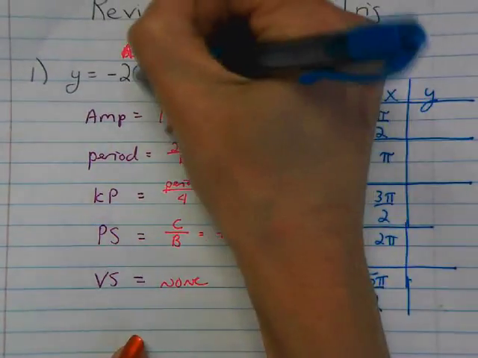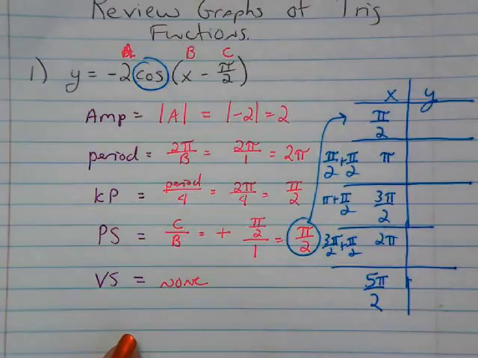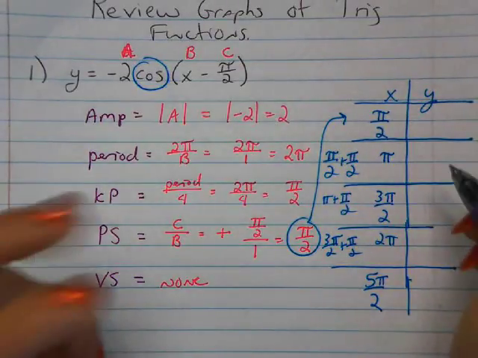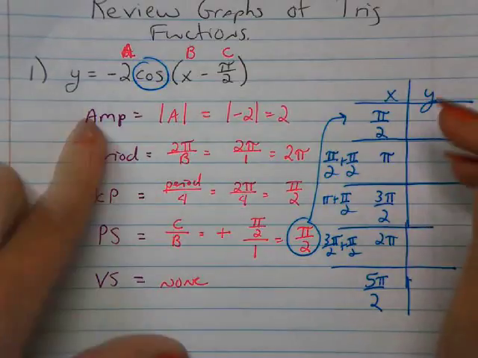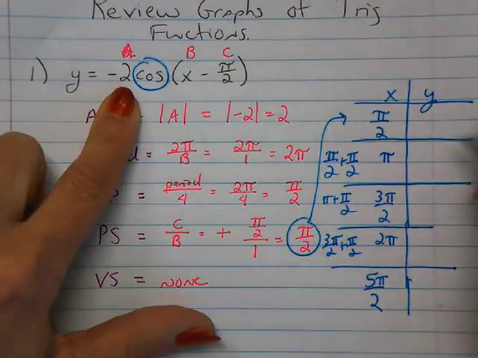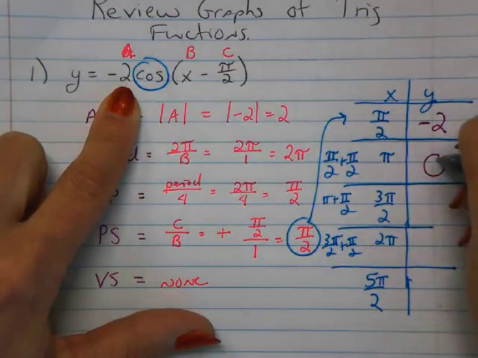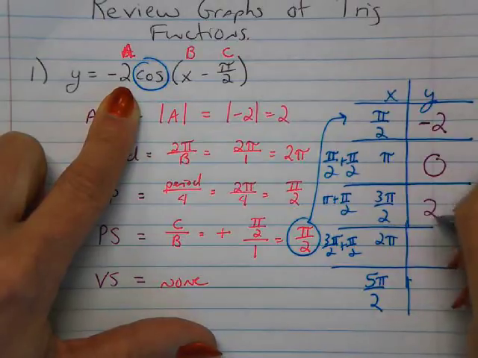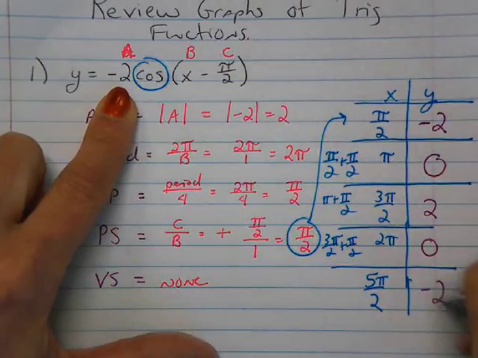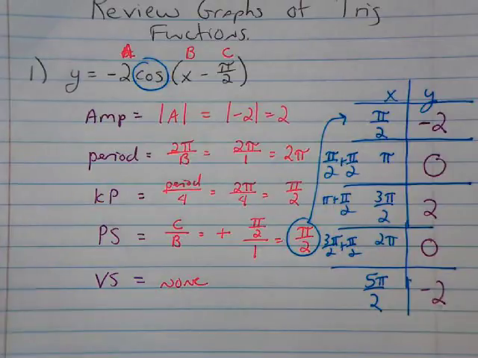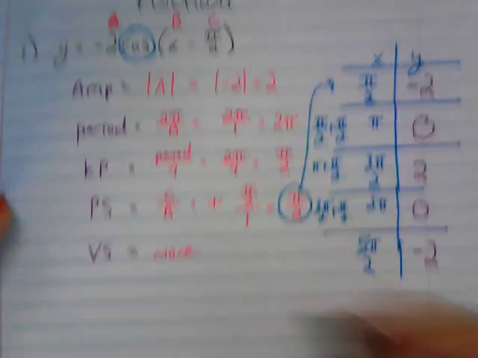This is a cosine curve. Cosine always starts at the amplitude, kind of like a pseudo amplitude, because it's going to be whatever value is here. So cosine begins at -2, goes to 0, back to 2, 0, -2. Okay, and now we would be ready to graph it.